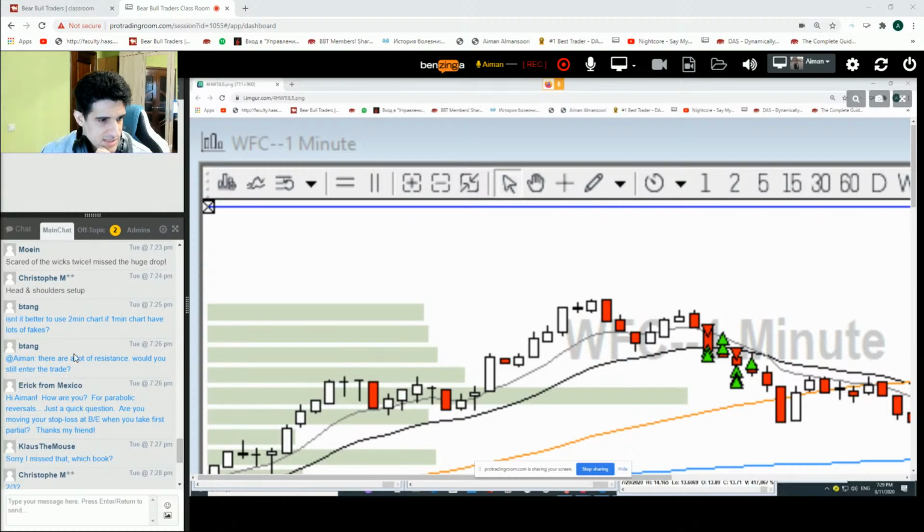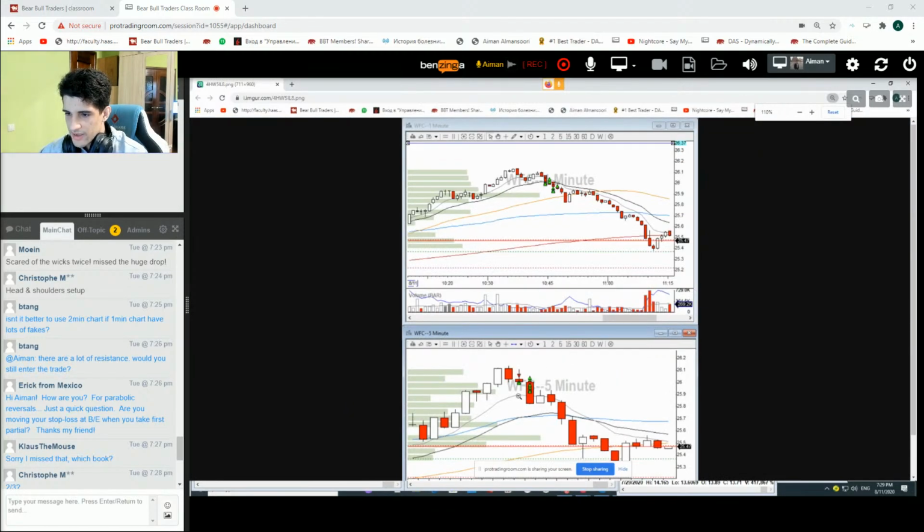There are a lot of resistance. Would you still? Yeah, exactly, and this is how you trade parabolic reversals, right? You go against the supports, with the target, the non-moving average in the 5-minute chart. You can't take parabolic reversal when it's so far from the non-moving average in the 1-minute chart.